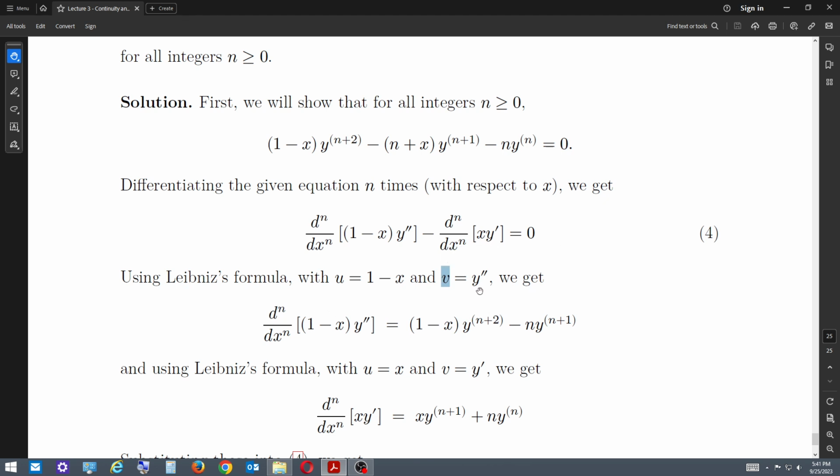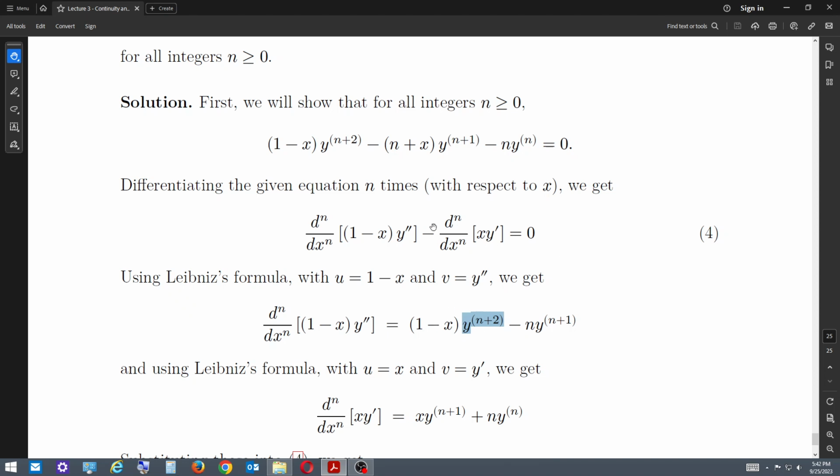Now, this is where you have to be careful. We are differentiating this thing n times, but we already start with a second derivative. So you start with a second derivative and you differentiate n more times, you will get an n plus 2 derivative. So it's the n plus 2 derivative of y, not just the nth derivative. All right, so that is pretty straightforward.